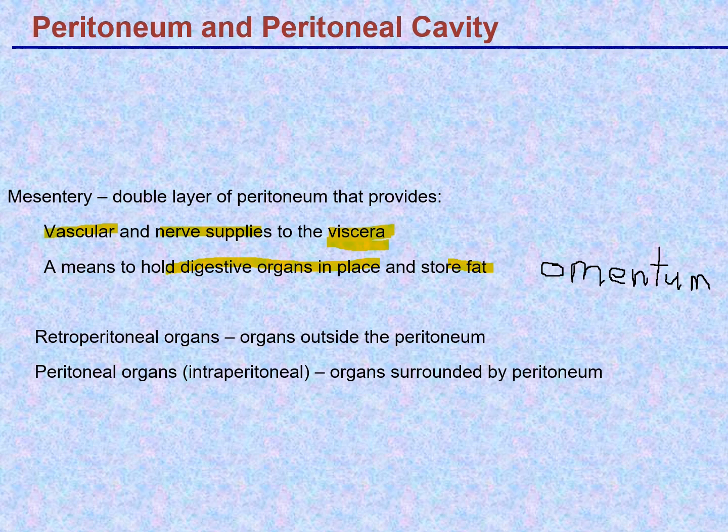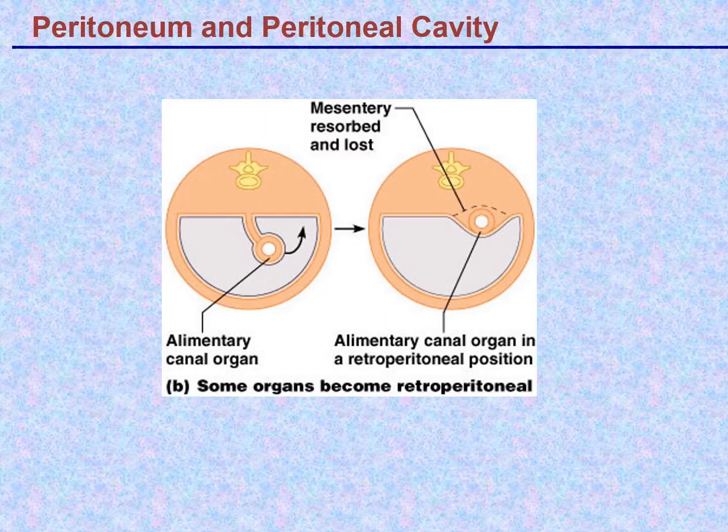Some organs are outside of the peritoneal cavity. If they're behind, more dorsal, they're retroperitoneal. Other organs are within the peritoneal cavity, and they are intraperitoneal, surrounded by the peritoneal membrane of the visceral peritoneum. And this is what happens during development. Initially, these organs sometimes are inside the space, but during development they become retroperitoneal. I wouldn't worry about this. We don't do much development.